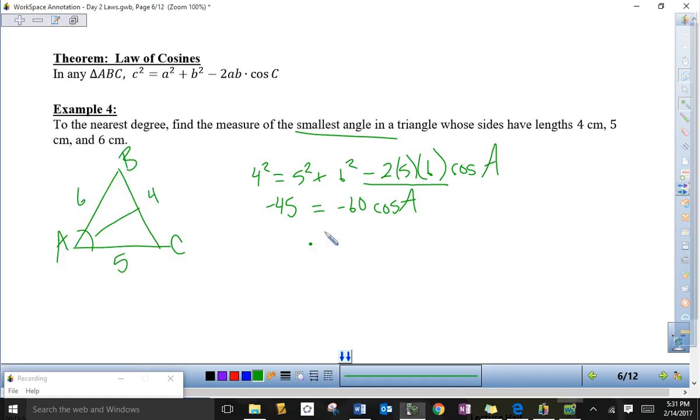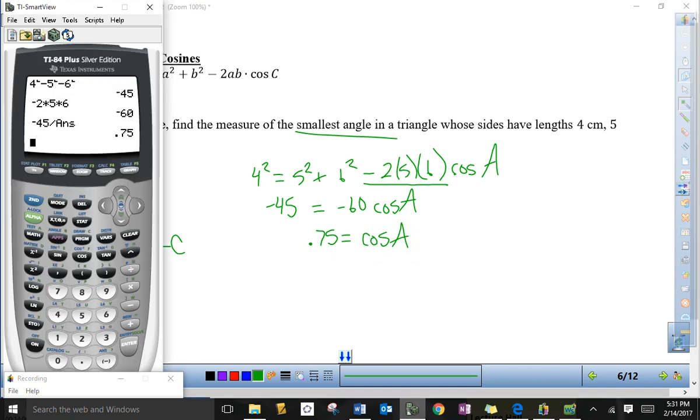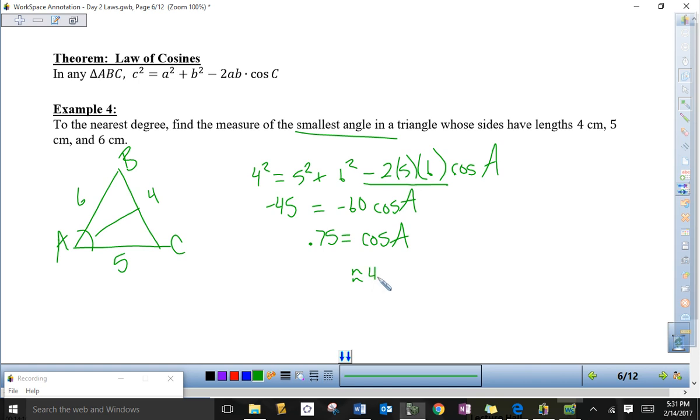So I've got 0.75 equals cosine of A. And really, you don't need this step if you know what to do next, which is take the inverse. And you get your angle to the nearest degree is approximately 41 degrees.